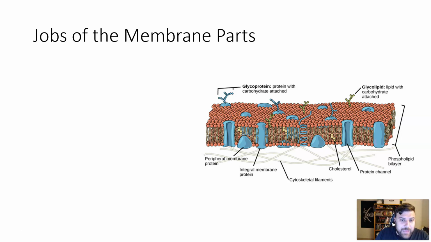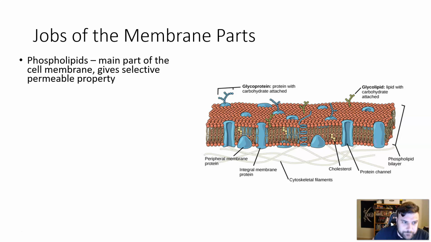Lastly is the actual jobs of the different parts. So like I said, the membrane has a few parts to it. In fact, there are four main parts that I'm going to mention. First is the phospholipids, which we've already talked about. Their job is to make up the bulk of the membrane and to give it the selective permeability that makes it special. Proteins, cholesterol, and carbohydrates. So like I said, phospholipids are the main part of the cell membrane, and they are what give it the selective permeability.